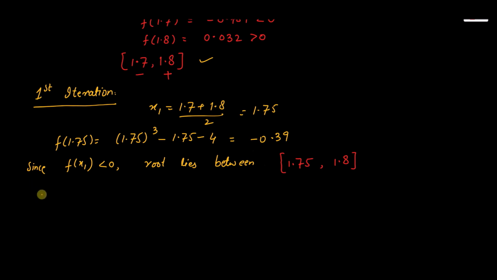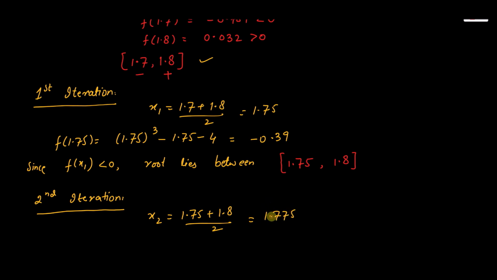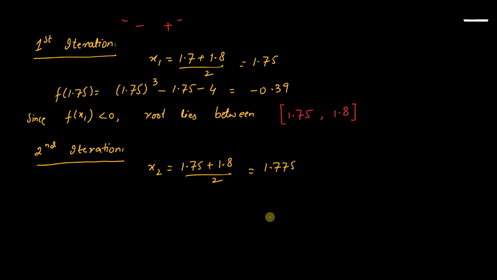Next, we go for the second iteration, and we need to keep in mind that we need to achieve accuracy to 3 decimal places. So x2 is equal to 1.75 plus 1.8 divided by 2, and the result would be 1.775. Now we substitute 1.775 into the function in order to examine the sign.